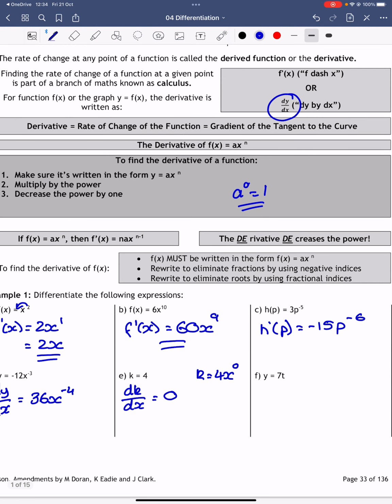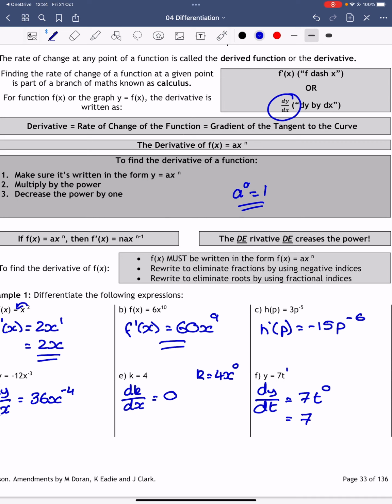And example F, I have y is equal to 7t. So this is 7t to the power 1. So I'll say dy by dt is going to be 7 times 1, which is 7, t to the power of 0. And again, like we said in the previous example, t to the power of 0 is just 1. So that's just 7 times 1, which is just 7.